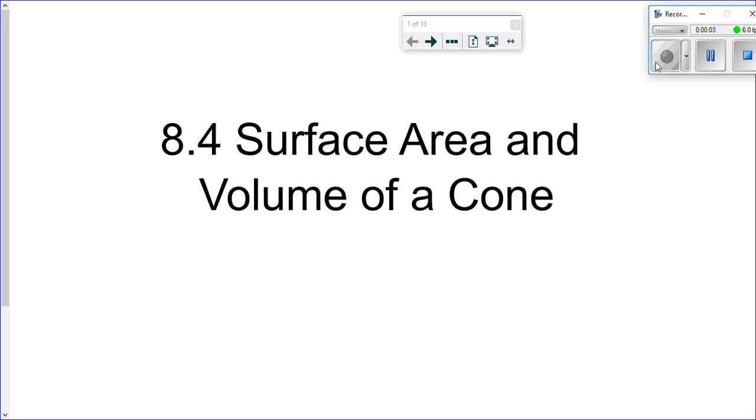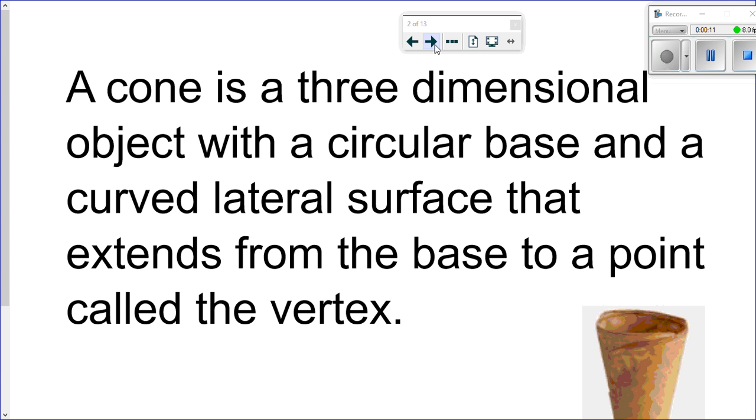Welcome to the second last lesson of the unit. So we're going to start looking at the surface area and volume of a cone. Yes, be still your beating heart. I know you've been waiting for this all year long.